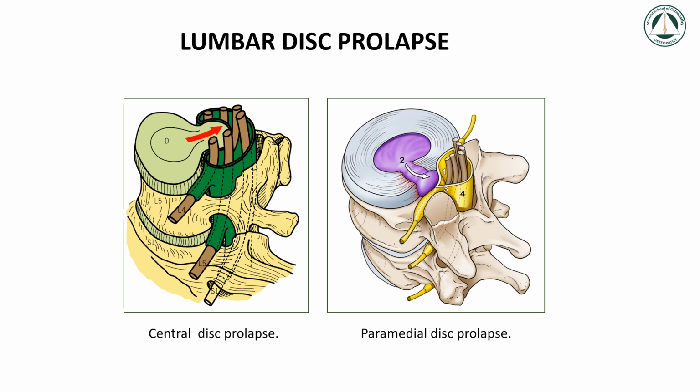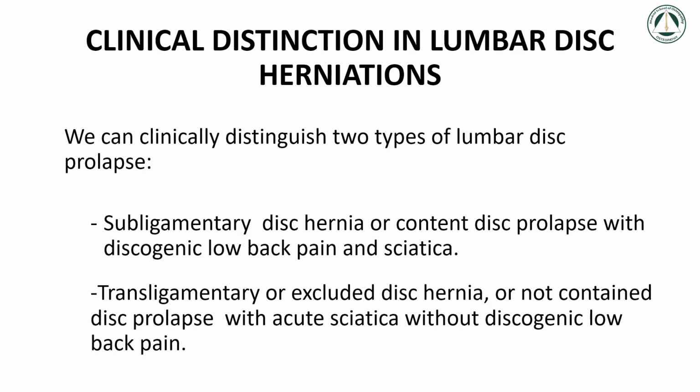The disc prolapse orientation: the disc hernia can be central, the most frequent, paramedial or internal, foraminal, or extraforaminal, external or lateral. We can clinically distinguish two types of lumbar disc prolapses: subligamentary disc hernia or contained disc prolapse with discogenic low back pain and sciatica, and transligamentary or excluded disc hernia or not contained disc prolapse with acute sciatica without discogenic low back pain.